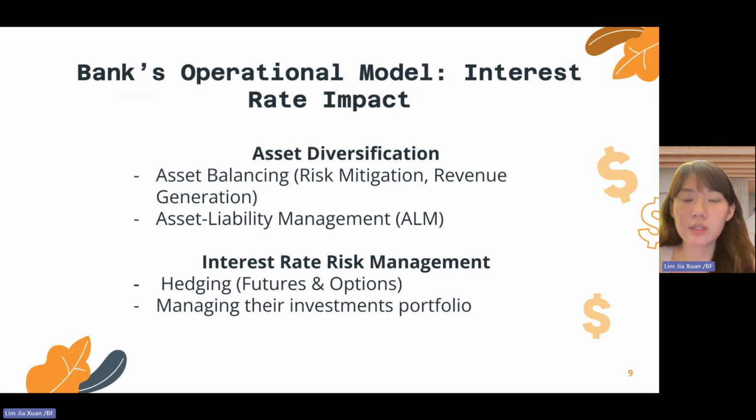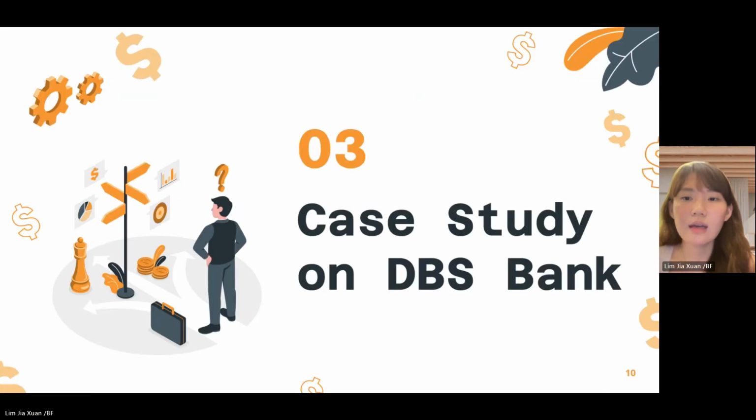Lastly, interest rate risk management. In order to offset the effect of rising interest rates, banks must also be able to successfully manage their risk. This includes managing the bond portfolio and having sufficient liquidity to deal with changes in deposit levels. So for banks to resist the effects of rising interest rates, effective risk management is important. And I'll be talking about DBS Bank as the case study.